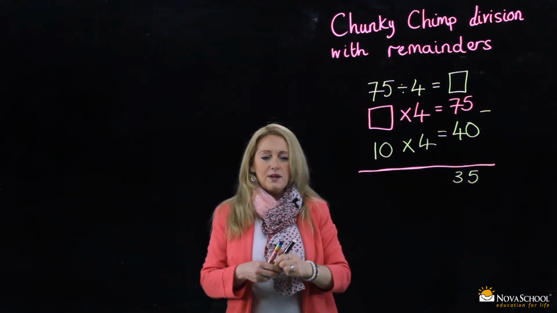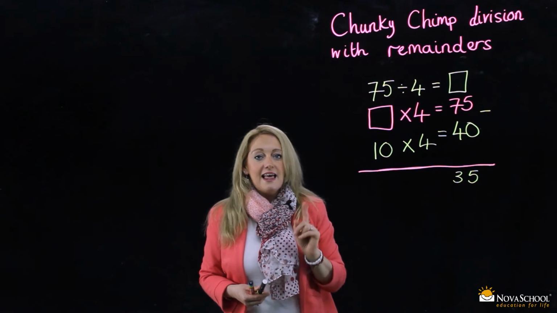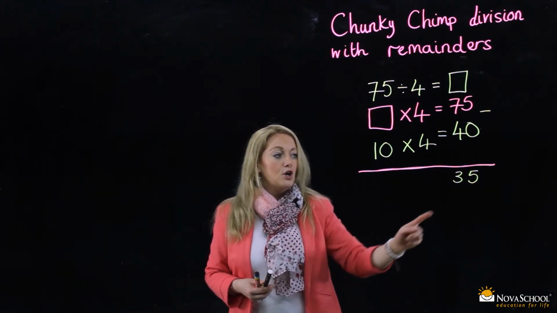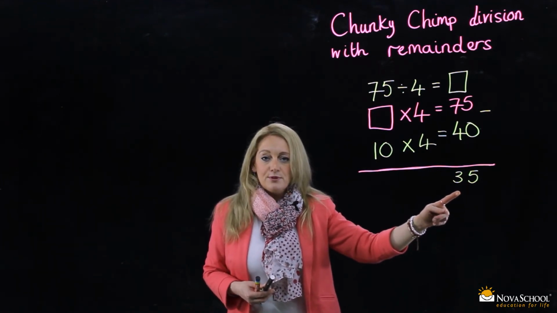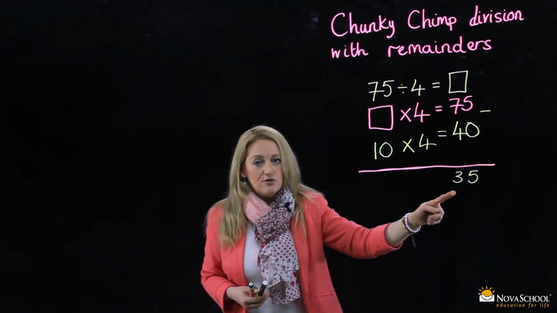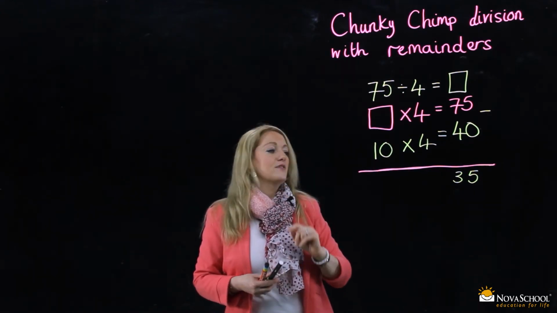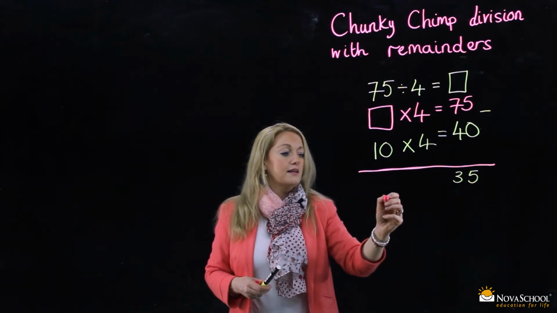Now, I'm looking at that number. I know it is not in the 4 times table. So this is our new step. Are you ready? We need to decide what number in the 4 times table is the nearest. Let's work it out. In the 4 times table, I know the answer: 8 times 4 is 32.